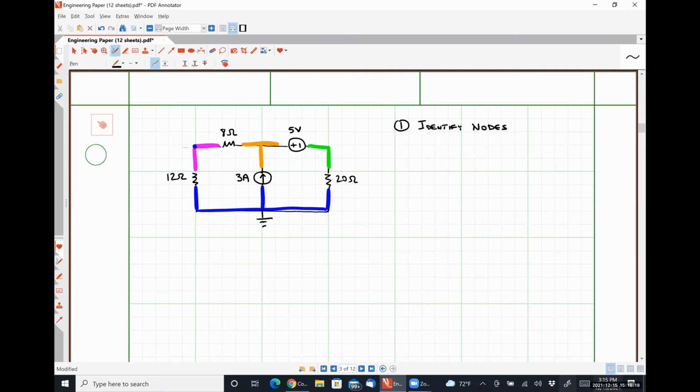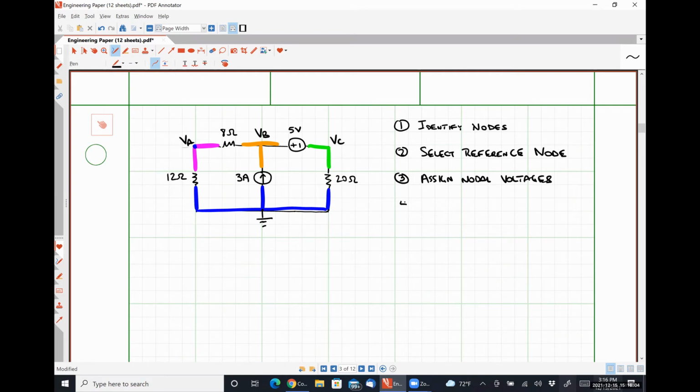So we have those 3 nodes on the top. So let's just label them VA, VB, and VC again. Oh, actually, step 2 was select our reference node. My apologies. Step 3 is assign nodal voltages. So VA, VB, and VC. Everybody okay with that?